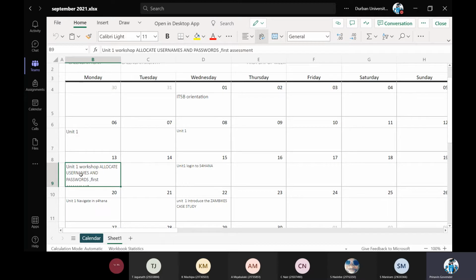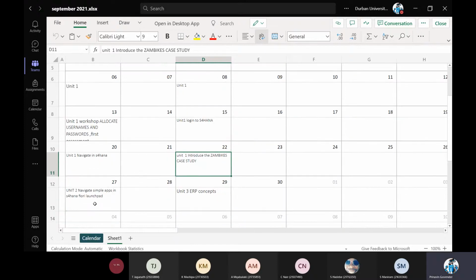In the following week, you'll recall that I started you off by allocating you usernames and passwords, the ZMB001, 002, and a password. And I immediately got you into logging into the S4HANA application. Then we went to navigate S4HANA, and I introduced you to the Zambytes case study. Today, I can go on to navigating in the S4HANA environment, but I think I've covered this.